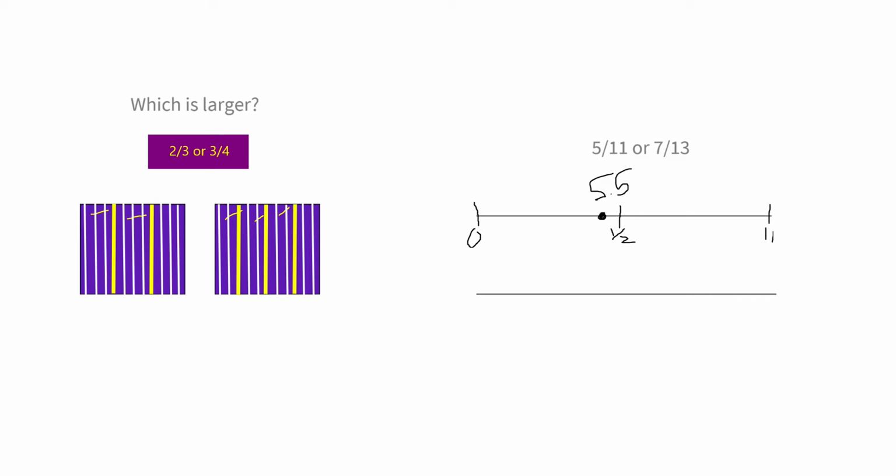Now let's do that for 7/13. Got 0 here, going all the way to 13, halfway point, about right there. And half of 13 is 6.5. And we know that 7 is above 6.5, so that would be right there. So right here, we are using a benchmark of a half, and we can see that, because of the rule, 7/13 must be greater than 5/11 because it is greater than half, and 5/11 is not.